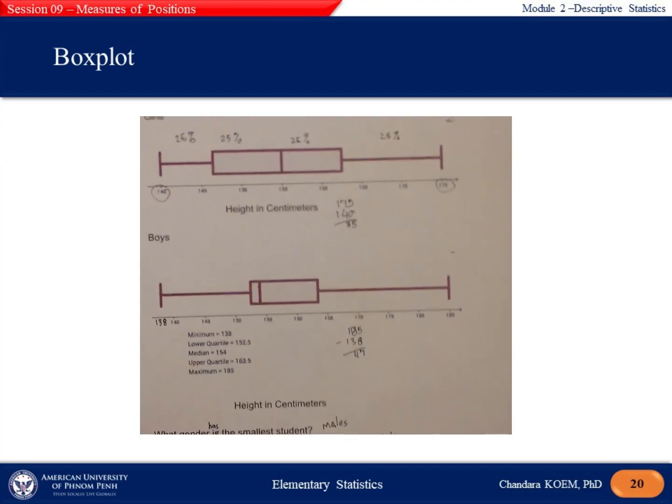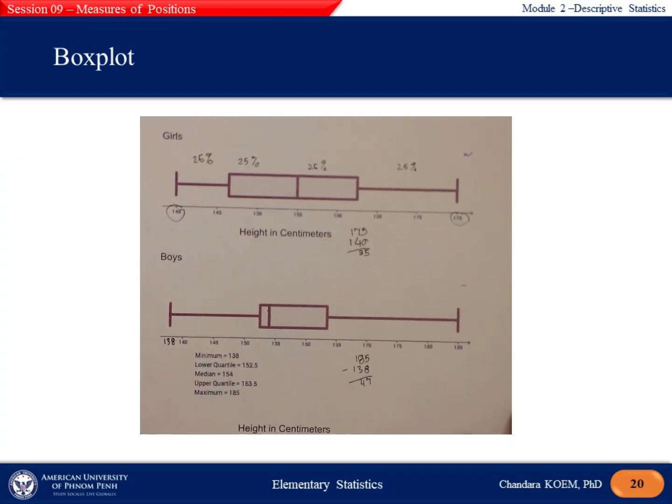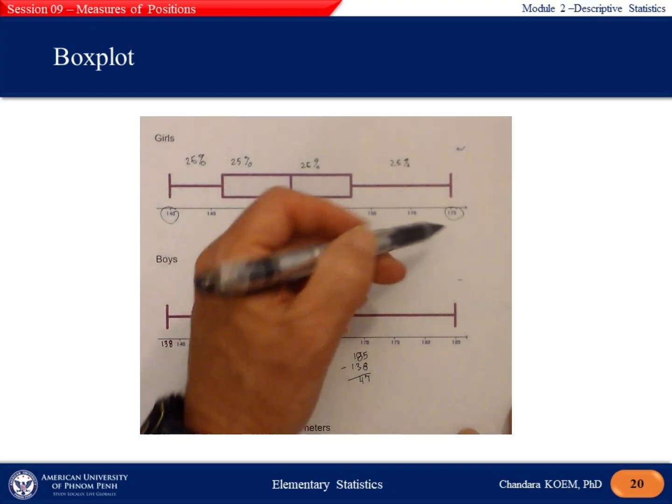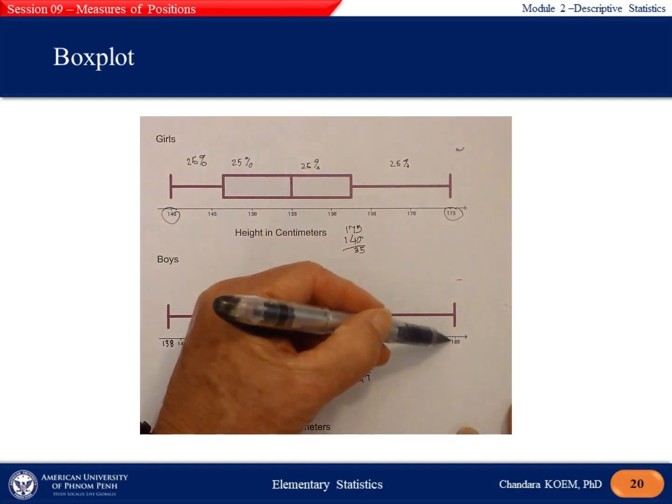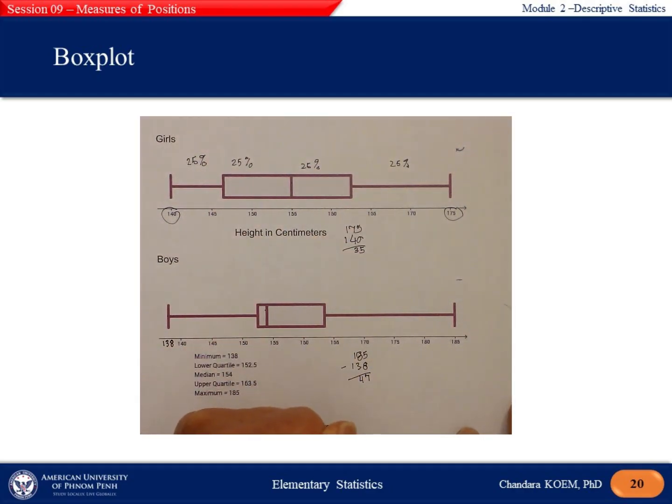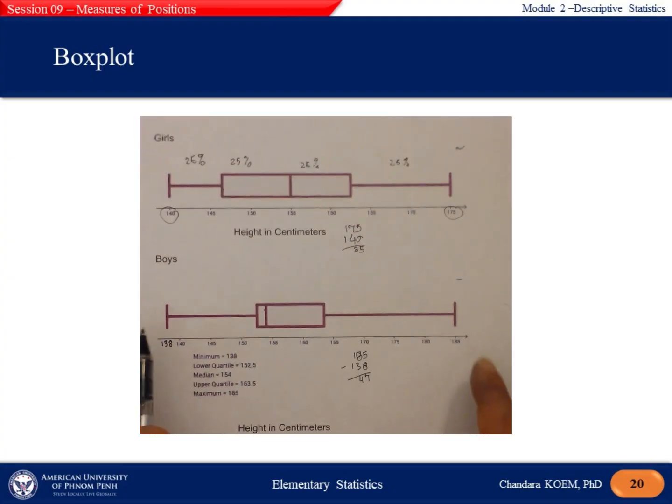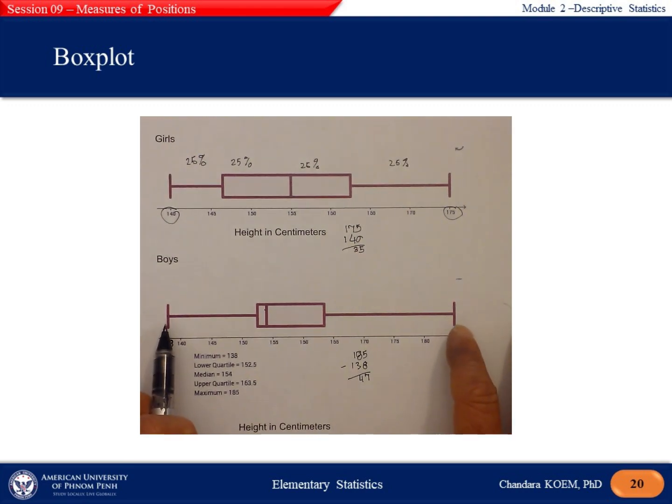And finally, which gender had the tallest student? Again, we look at the extremes: the females are 175, the males are 185, so that's going to be males. Those are a couple of things you can look at when you compare different box plots. You can look at the median, you can look at the extreme, and if they ask for variety, it's going to be the range.